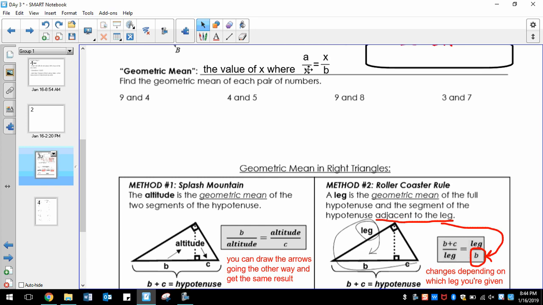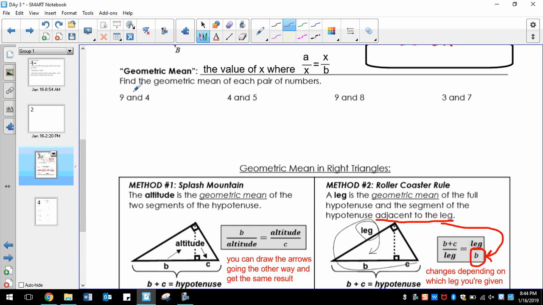So if they want you to solve for the mean, you're going to put an x in both of those positions. It's going to be the same number in both positions. And then they're going to give you two numbers, like these examples right here. They're going to ask you to find the geometric mean of two numbers. That's where you replace a and b with those two numbers. And then you just cross multiply to solve for x. So do memorize this little formula here, and then they'll give you a and b. You plug them in and solve.